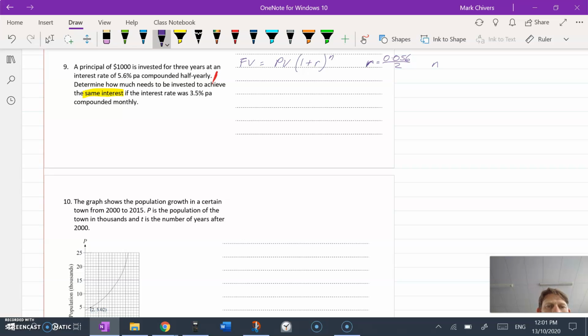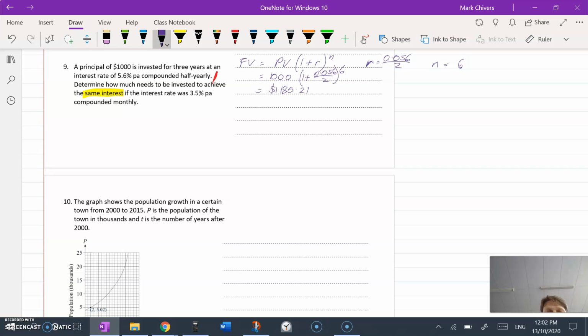There we go. And my n is going to be 3 years half yearly, so there's going to be 6 periods. So if I just substitute in my formula, the present value is $1,000, 1 plus the rate 0.056 over 2 to the power of 6. I put that all through my calculator and I should get something in the order of $1,180.21.